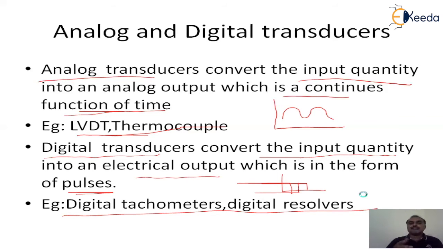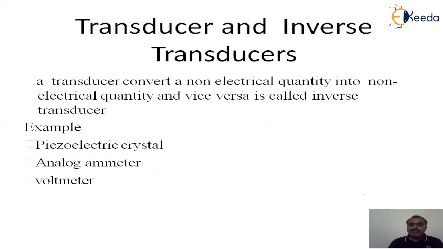Next one is transducer and inverse transducer. What is a transducer? A transducer converts a non-electrical signal into an electrical signal, my dear friend. But an inverse transducer means it is converting the electrical signal into a non-electrical signal. Vice versa means reverse. A transducer is converting a non-electrical signal into electrical quantity, and vice versa. What are the examples? Piezoelectric crystals, analog ammeter or voltmeter.